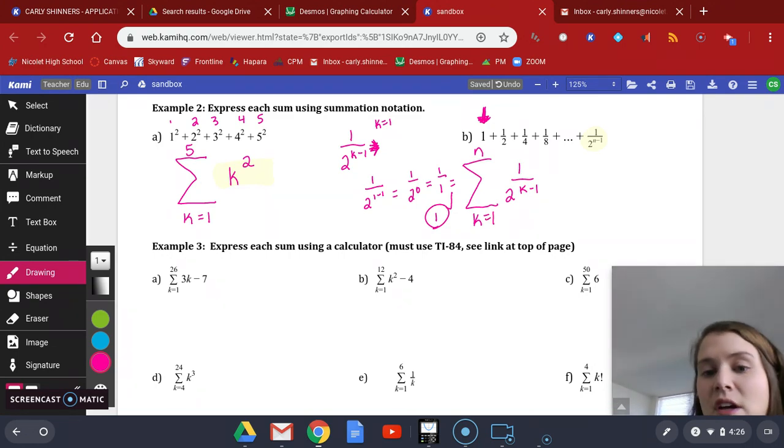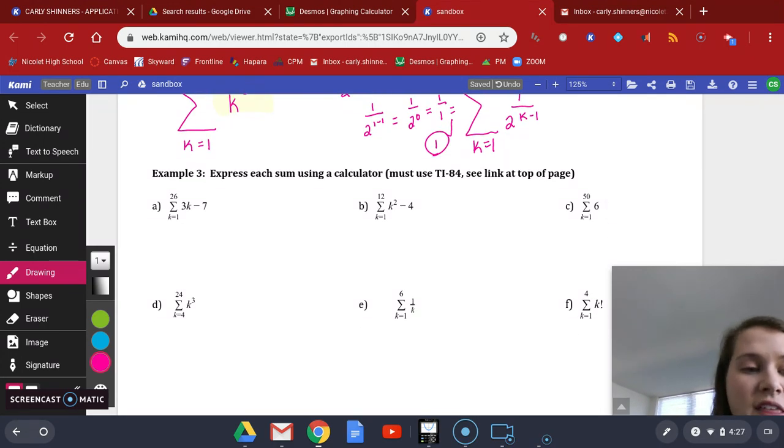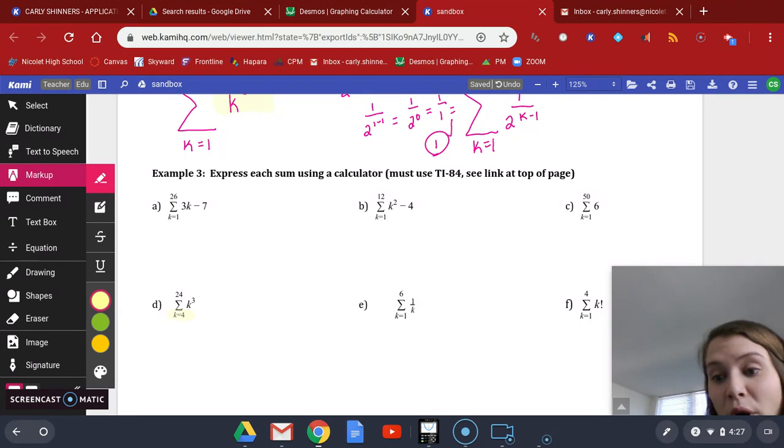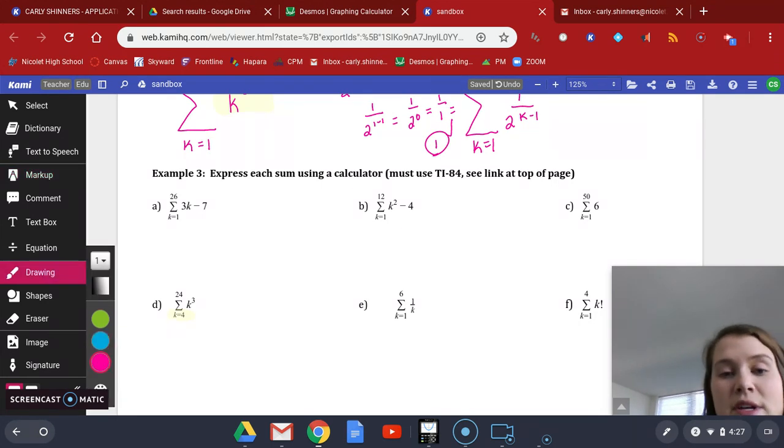That's my start. But remember, you don't always have to start with 1. So if that didn't work out, we might have to play around a little bit further in order to get the correct start. So you can actually see that down here on letter D, we're starting with 4. So you don't always necessarily have to start with 1. Keep that in mind.